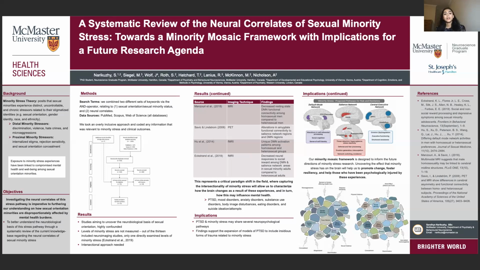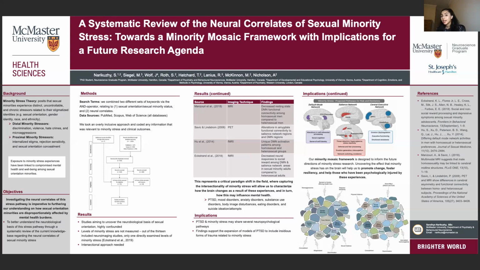For example, the salience network is responsible for detecting and responding to behaviorally salient stimuli. A study that I've listed here, Savic and Lindström, one of the 13 studies that we reviewed, found altered resting state amygdala functional connectivity among sexual minorities in comparison to heterosexuals. These neuroimaging findings are very interesting because they're similar to what we see in PTSD populations, as the salience network has been shown to be both hyperactive and dysregulated in PTSD populations.